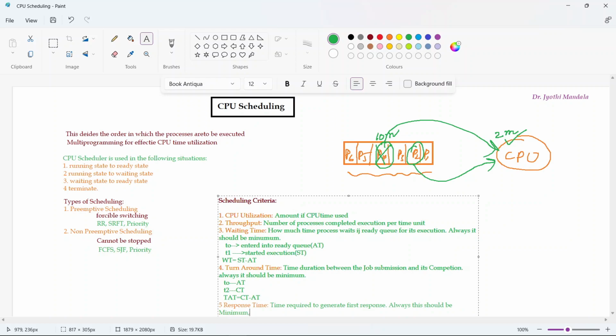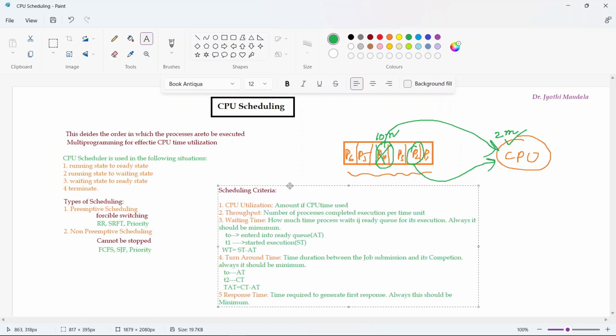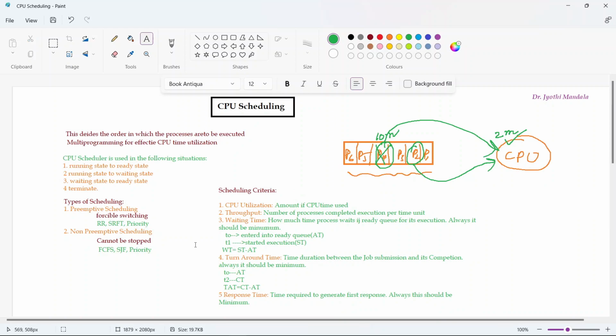These are all the scheduling criteria that we are going to use in our future classes, where we are going to learn about the scheduling algorithms: round robin, SRTF, priority, FCFS, SJF, and non-preemptive priority algorithm. All these algorithms we are going to analyze with these scheduling criteria. Mainly our focus will be on the waiting time and the turnaround time.